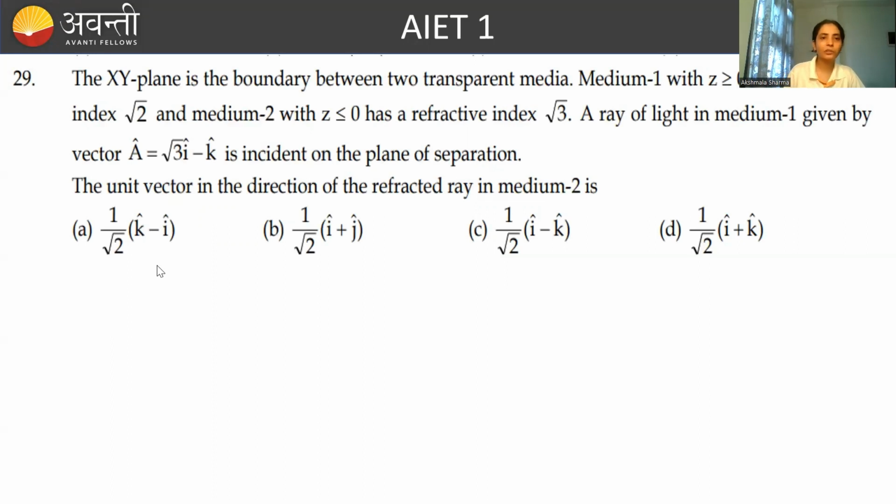Now this is another question. The XY plane is the boundary between two transparent media. Medium 1 with z greater than or equal to 0 has refractive index √2.